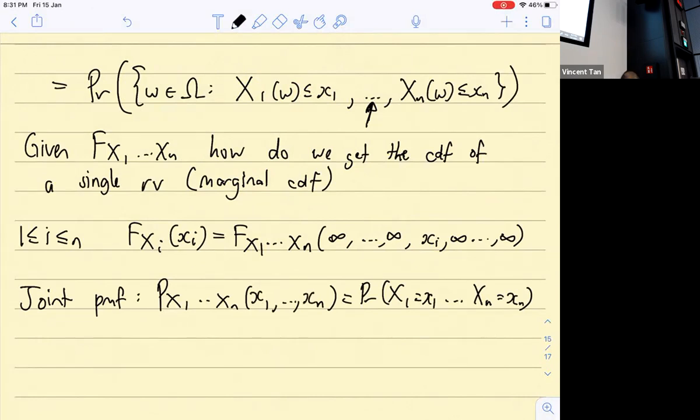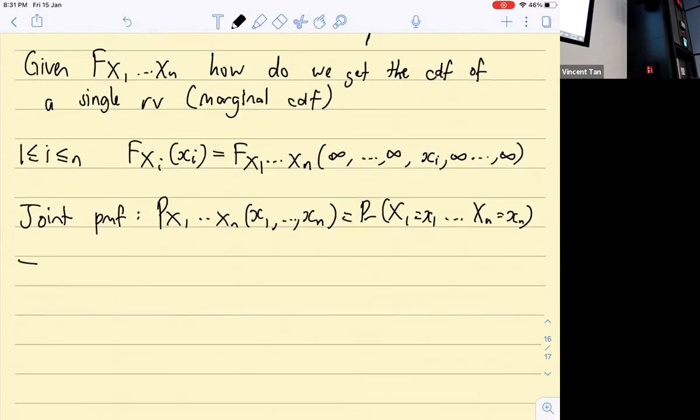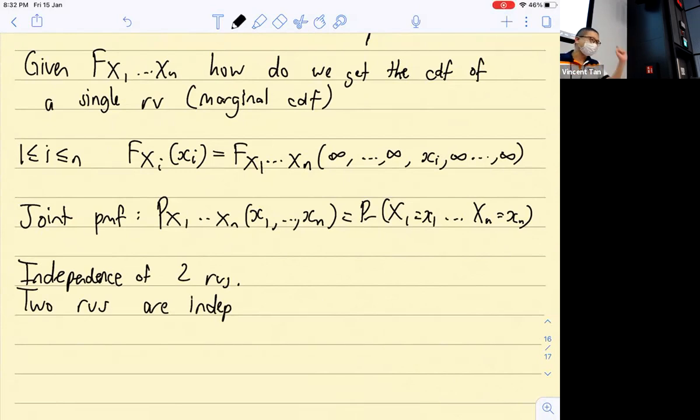Okay, so that's the joint PMF. There's nothing much to say. Okay, independence of two random variables. Why do I have to belabor this point? Just now I talked about independence of events, so now I need to talk about independence of random variables. In fact, you can also talk about independence of sigma algebras. That's more fundamental. But two random variables are independent if their joint CDF factors.